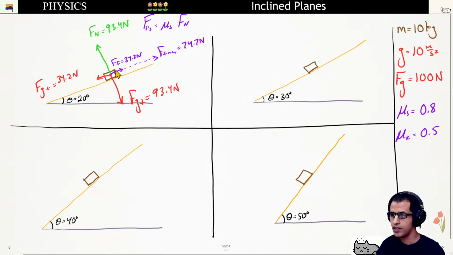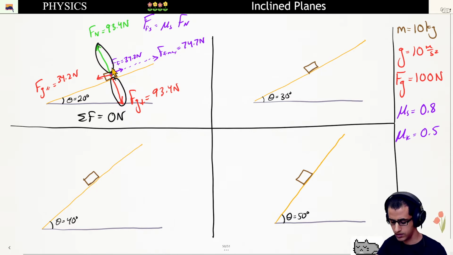All right, so we completed our diagram here. And I can say now the net force in this example is equal to 0 newtons, because the perpendicular component of gravity cancels out with the normal force, and the parallel part of gravity cancels out with the force of friction. Alright, so we'll do the same thing now for the rest of these.